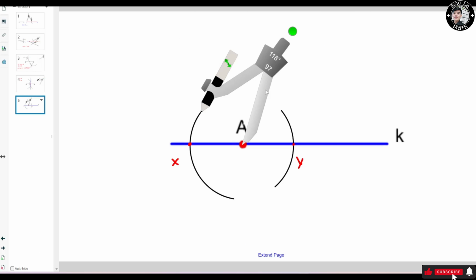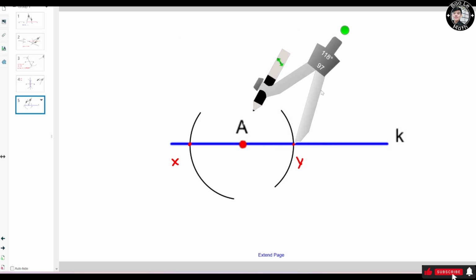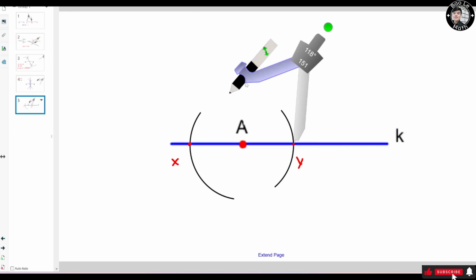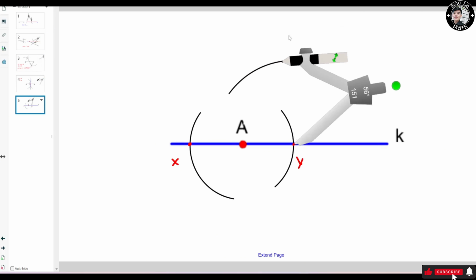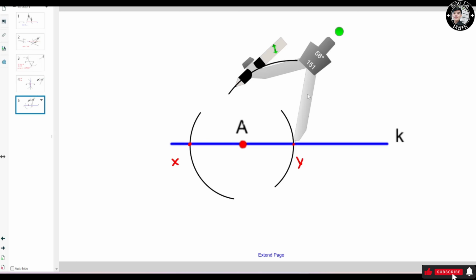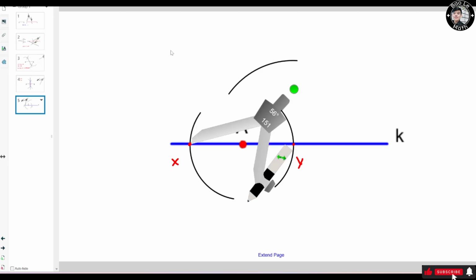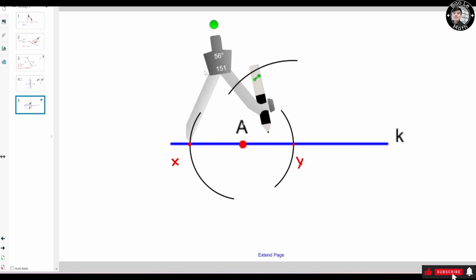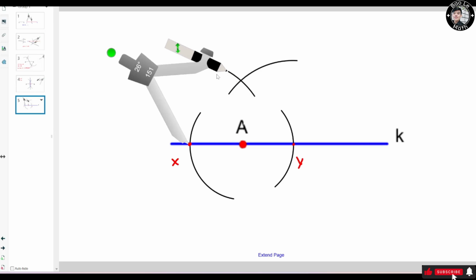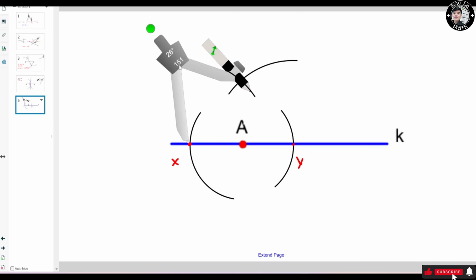Now next step, I'm going to move the compass needle to point Y. I'm going to open the compass setting a little bit bigger. Alright, I'm going to draw another arc right here. I'm going to do exactly the same thing with point S. So I'm going to move the compass needle to point S, right? And I'm going to switch this one to another side and rotate this one up over here. Draw another arc right here, right? Then I just remove the compass.